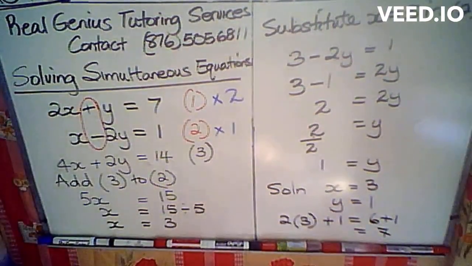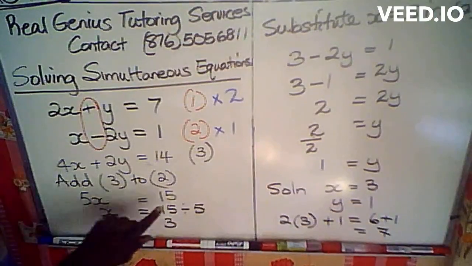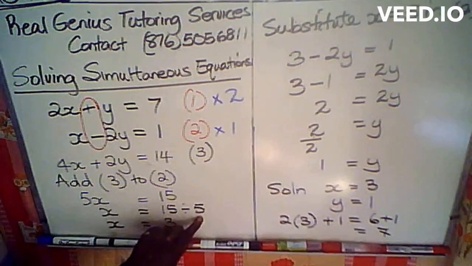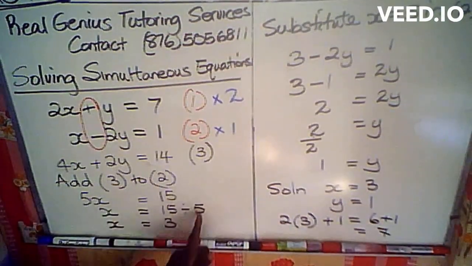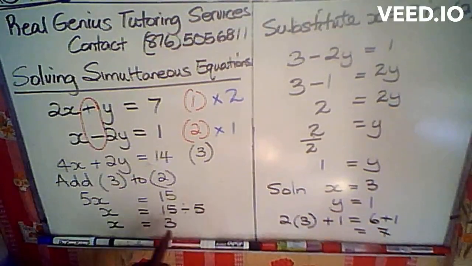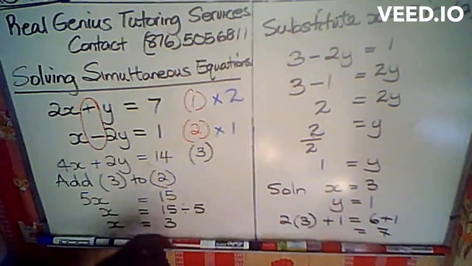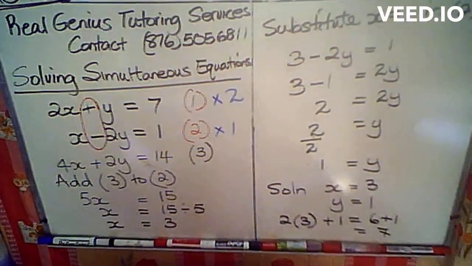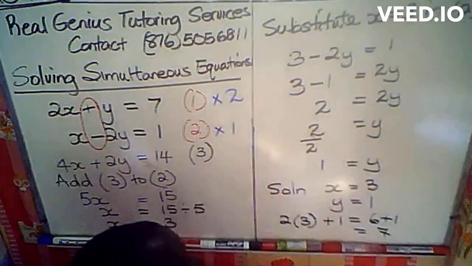So remember now, we have 5x equals 15. So x is equal to 15 divided by 5, which gives us 3. The error was I put 3 here instead of 5. So I have made my corrections. And so I'm substituting x equals 3.